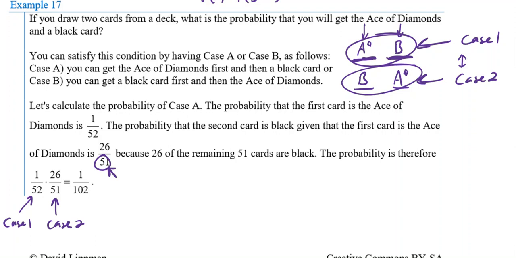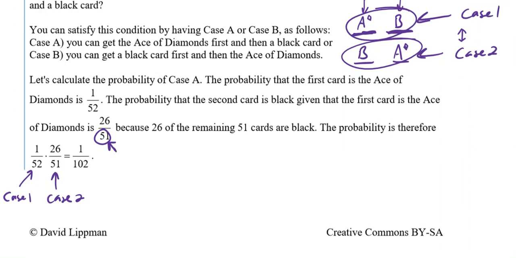Oh, sorry, my bad. No, we're still on the right track. I was wrong to label this case 1 and case 2. Sorry, this is all case 1. Sorry if that was confusing. This is still just figuring out the probability of pulling out this first one. So the probability of ace of diamonds, multiplied by the probability of getting a black card. Okay, so this is case 1. So 1 out of 102.